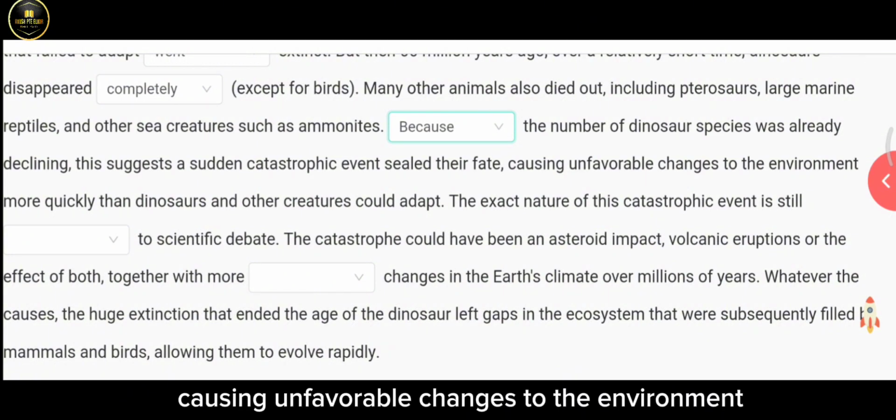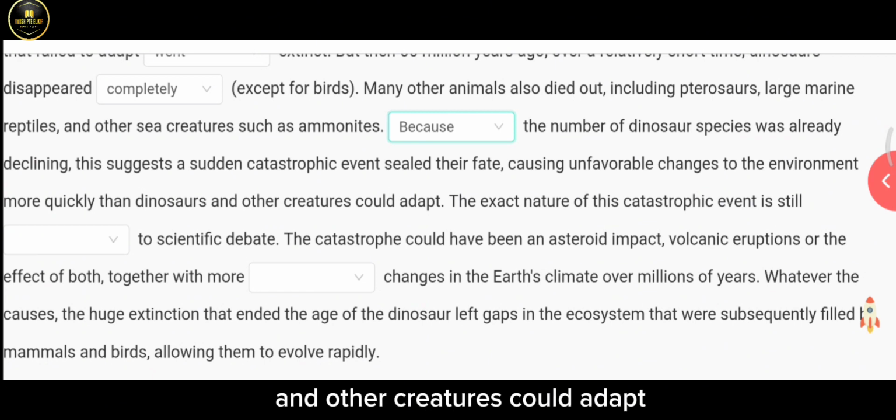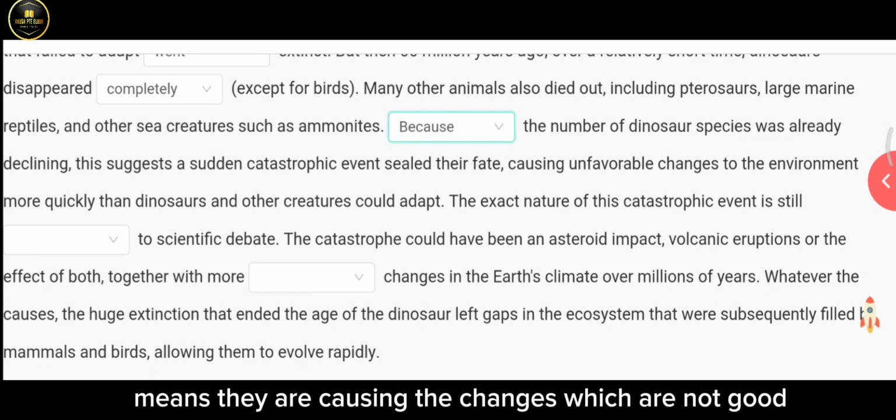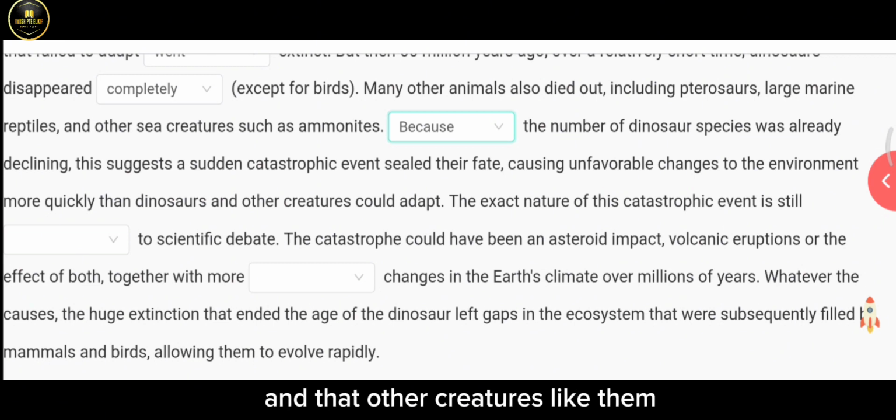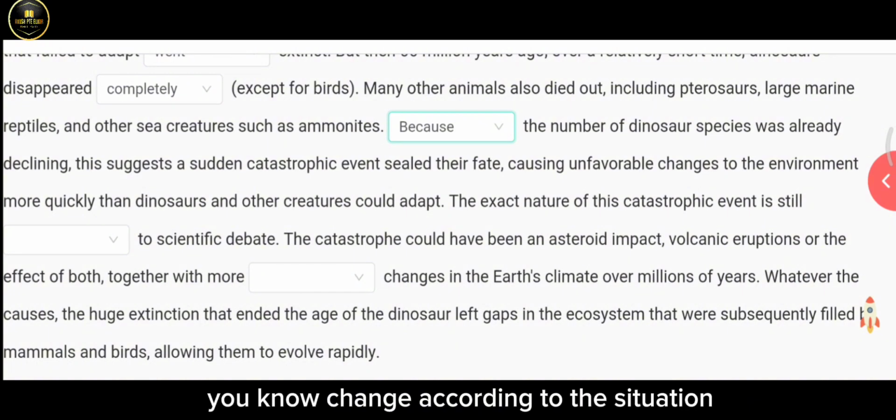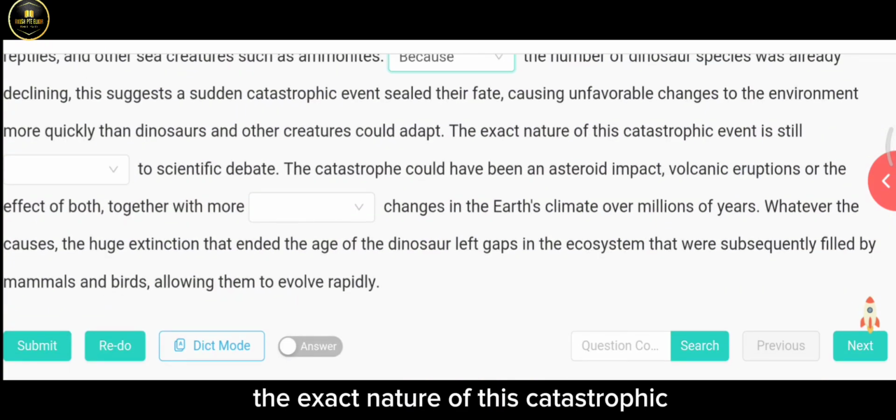Causing unfavorable changes to the environment more quickly than dinosaurs and other creatures could adapt. It means they are causing changes which are not good, and that other creatures like them could adapt, to change according to the situation. The exact nature of this catastrophic event is still dash to scientific debate, I guess.